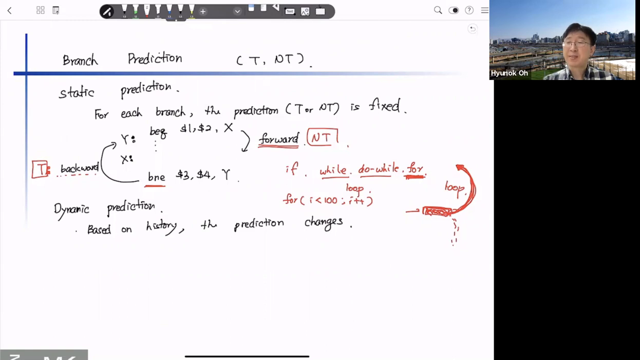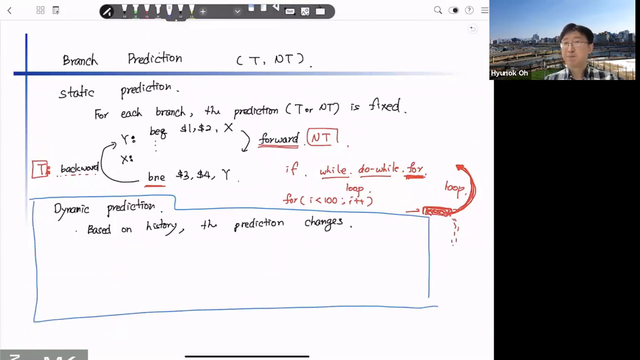Okay, so that is static prediction. By looking at the instruction, the prediction is fixed, whether this is taken or not taken. Okay, so next time we will continue with dynamic prediction. In the dynamic prediction case, we have to keep preserving the history of the branch. Okay, so we will learn about the 1-bit prediction and 2-bit prediction, and also we will learn about some special tricks of the MIPS for this control hazard.